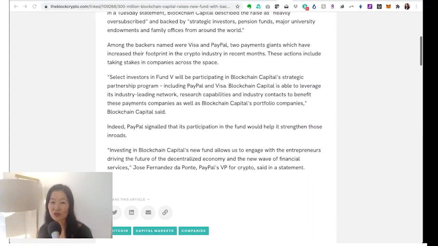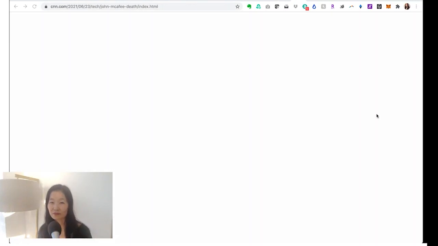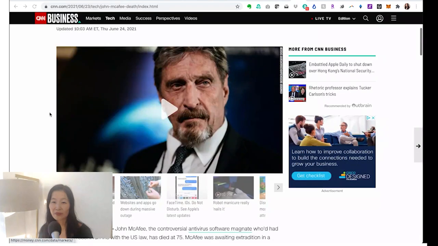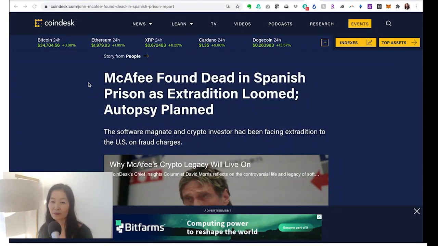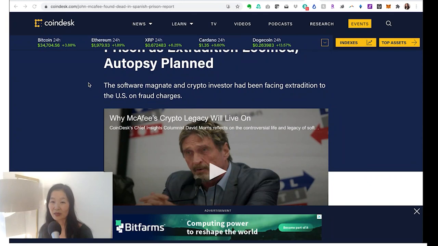Next headline. John McAfee found dead in prison days before U.S. extradition. On Wednesday, John McAfee, the controversial software magnate, was found dead in his prison cell near Barcelona. The Catalan Department of Justice said, quote, "everything indicates that it could be a death by suicide." McAfee was awaiting extradition to the U.S., which the Spanish High Court had authorized earlier that day. McAfee had been detained in Spain last year on tax evasion charges.